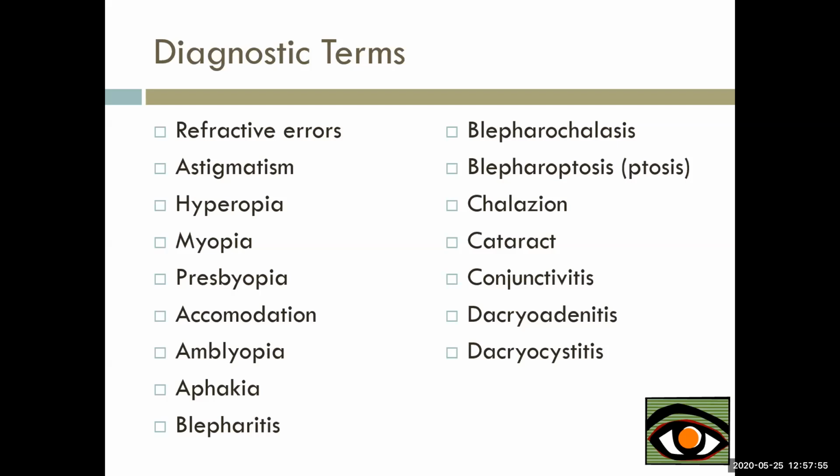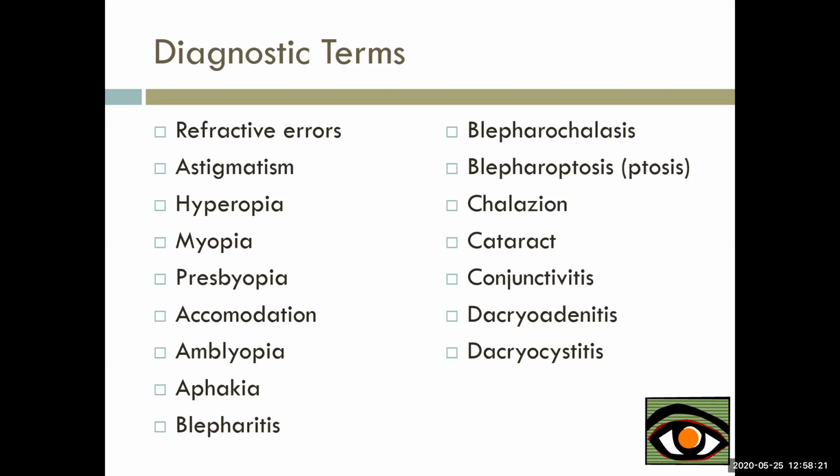Chalazion, spelled a little bit different, that CH is a K. It's a chronic nodular inflammation of a tarsal gland, usually from a blocked duct, and then you have swelling on the upper or lower eyelid. Chalaza is a hailstone. Cataract is where we have an opaque clouding of the lens, causing decreased vision.